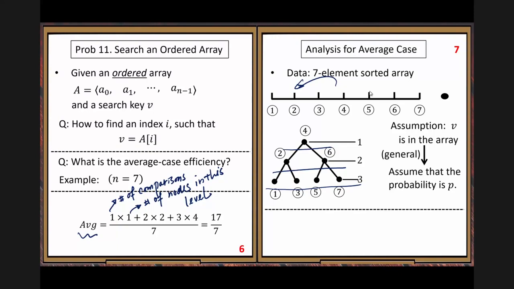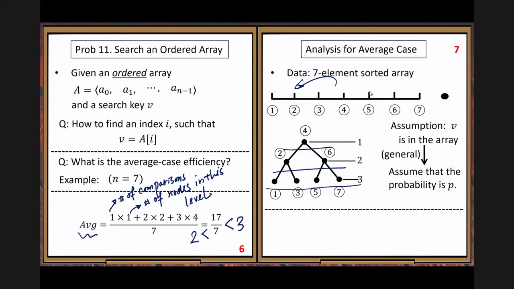Okay? Now, do some simple calculation. 17 over 7. 17 over 7. Okay? 17 over 7 is less than 3. 3 is the worst case, right? Strictly less than 3, but greater than 2. Between 2 and 3. That's the average case.